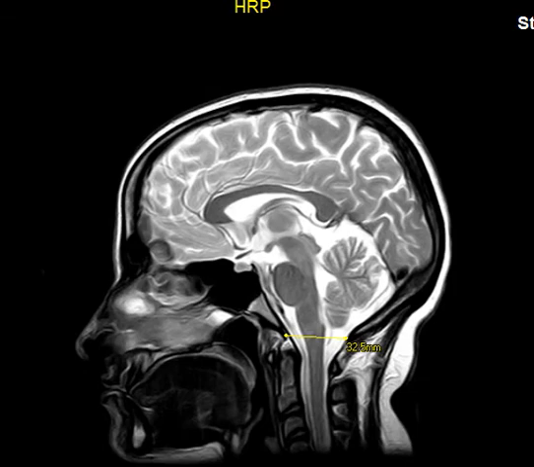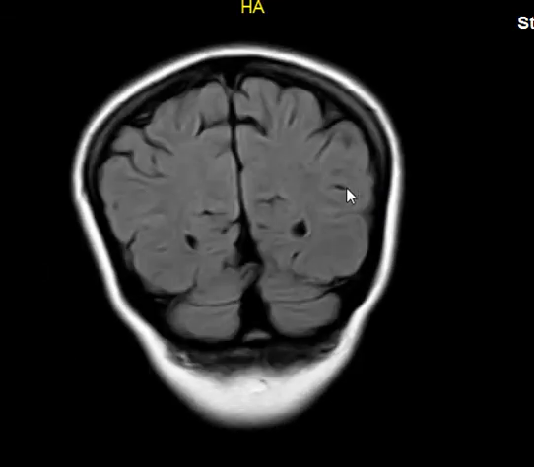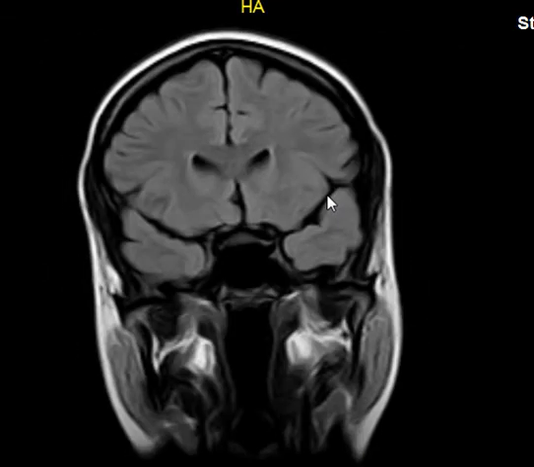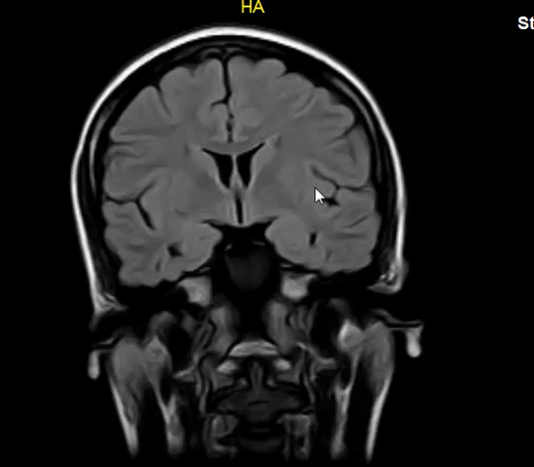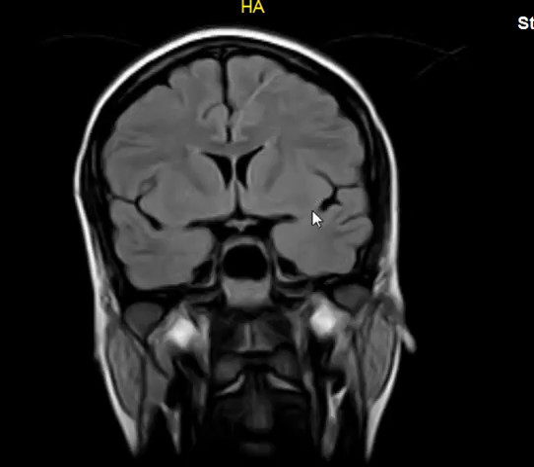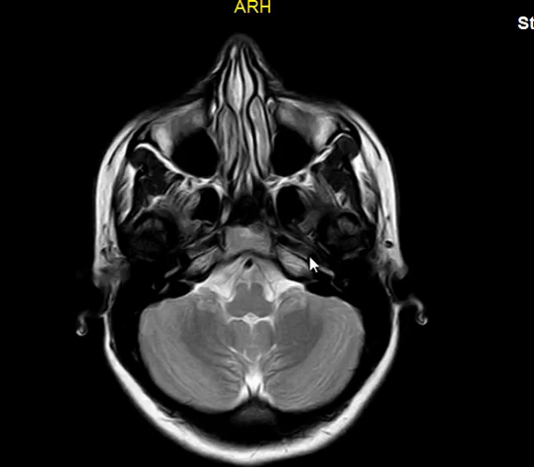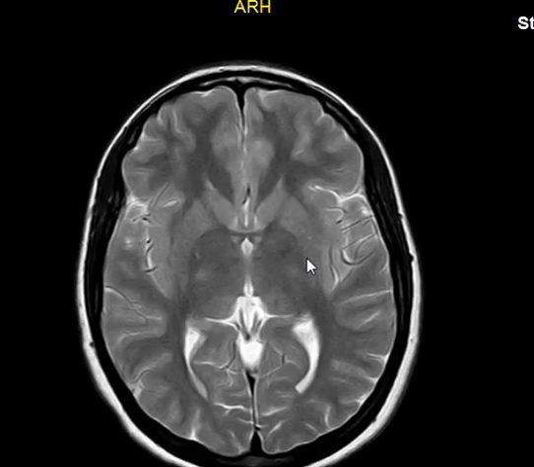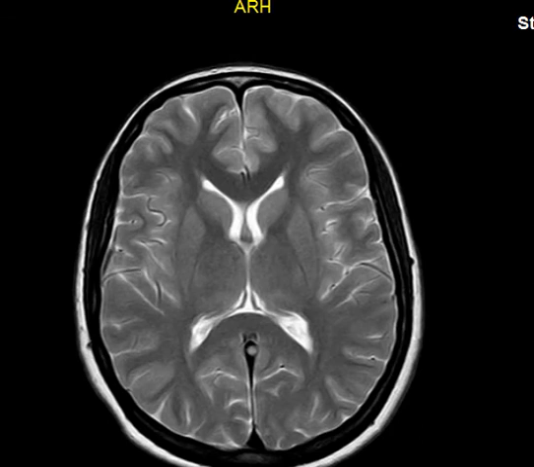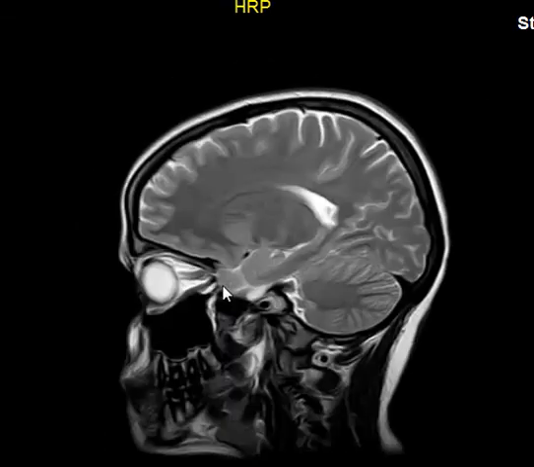I think we might see it well in coronal. About 5 years ago, the mammillary body was a spot for final students. Yeah, sure, you have to know that. What is this picture? Let me see if I can show you something more obvious. Usually it is very well seen in the sagittal images, better than the coronal and axial. So let's again go to the sagittal to see.